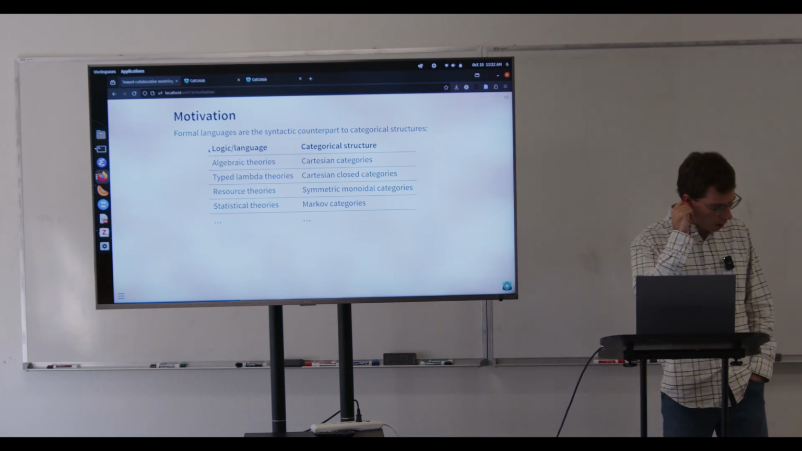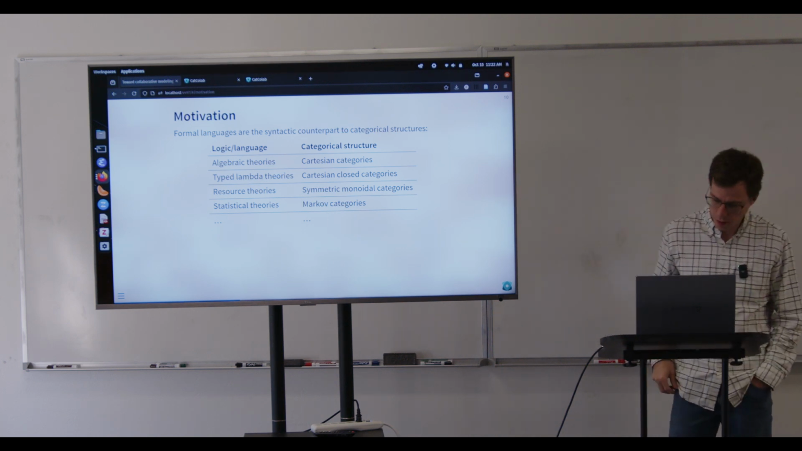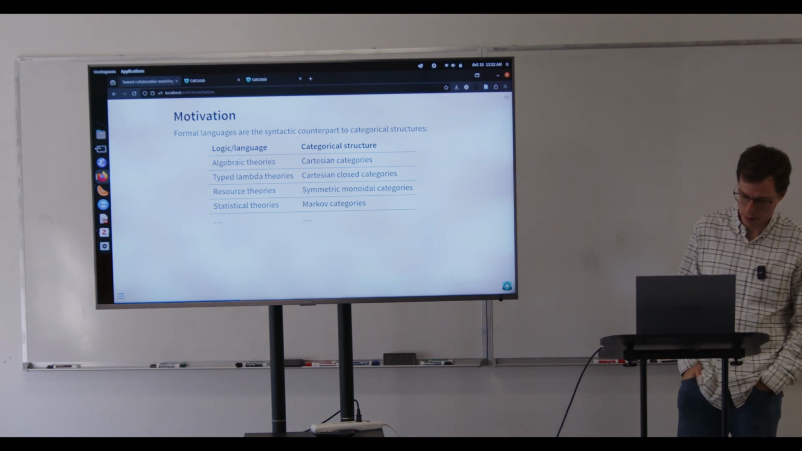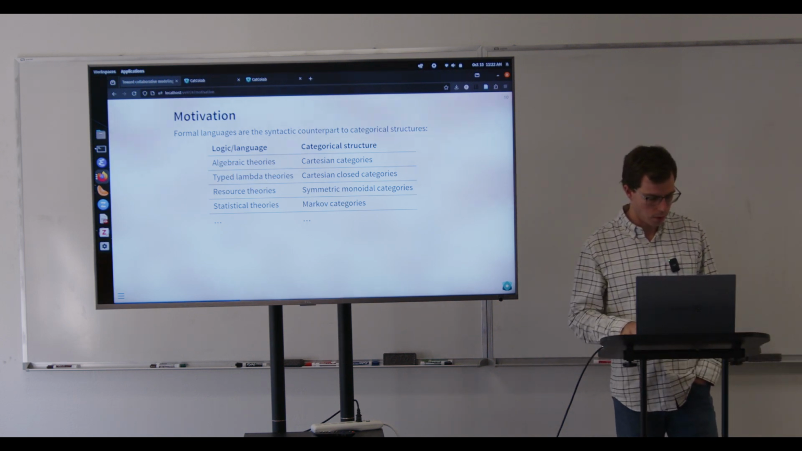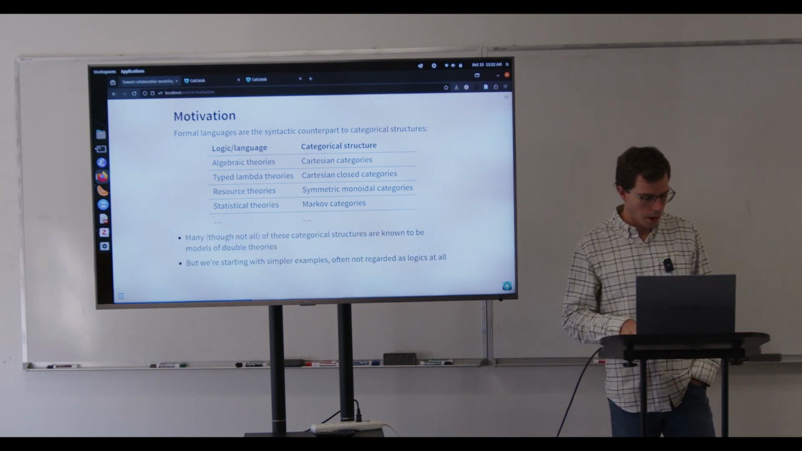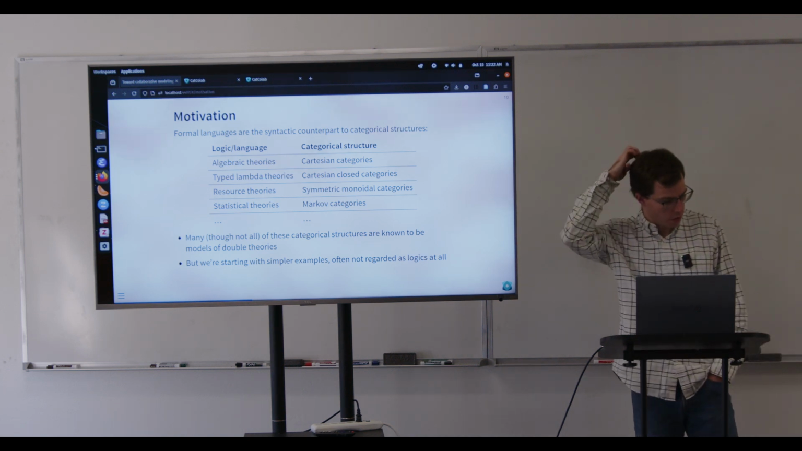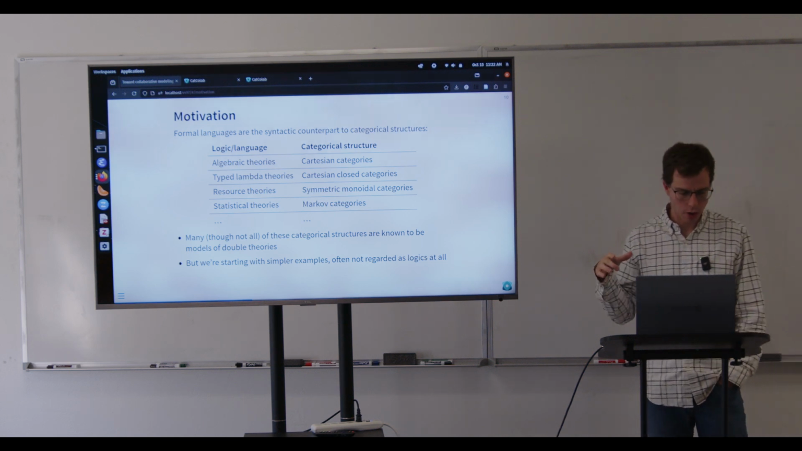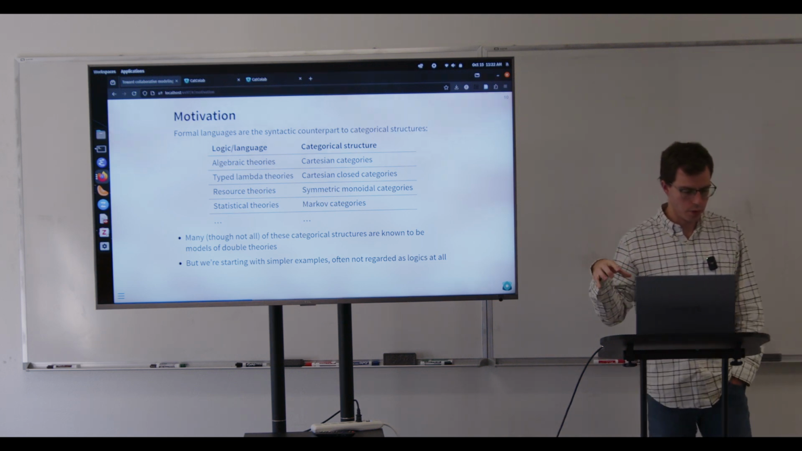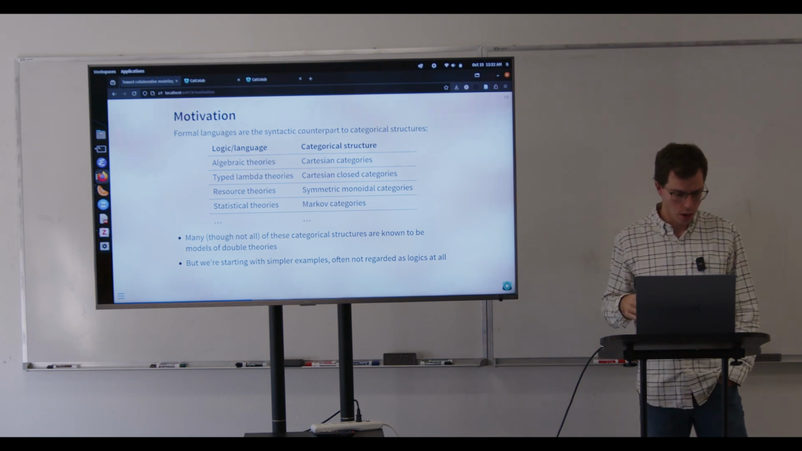But if you're into this stuff, there are lots and lots of other kinds of examples of this. I put a few others here that I happen to like. You can come up with your own if you like this sort of thing. And in many of these, though not all of them, I have to say, these categorical structures are known to be models of double theories that are sufficiently expressive.